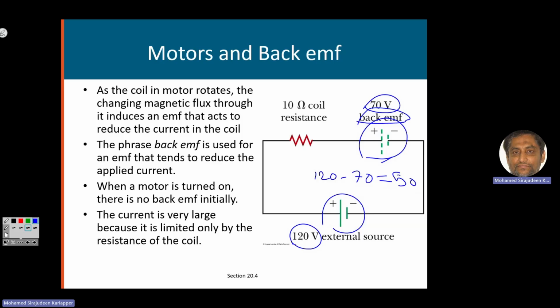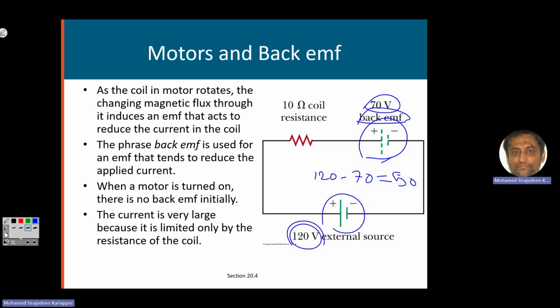So instead of having a voltage of 120, now we have only a voltage of 50 because the back EMF is reducing the voltage. So that will result in a smaller current through this coil. So this back EMF is an EMF that tends to reduce the applied current. The applied current will be reduced because of this back EMF.